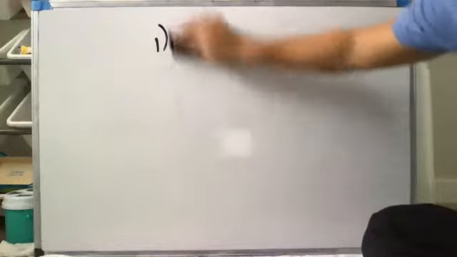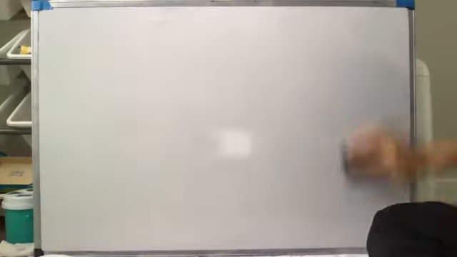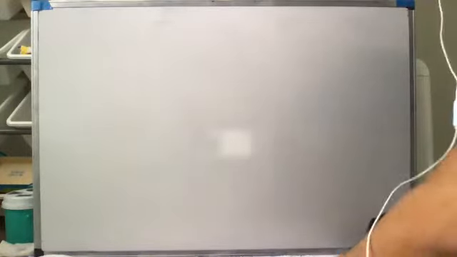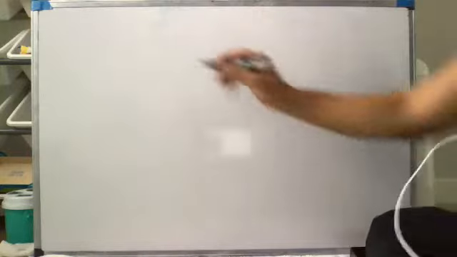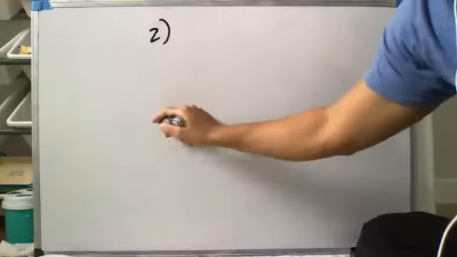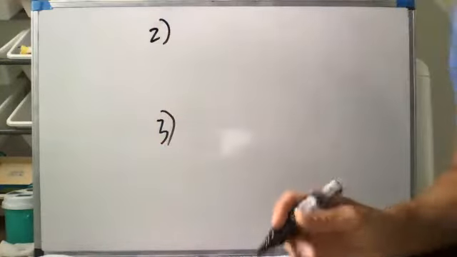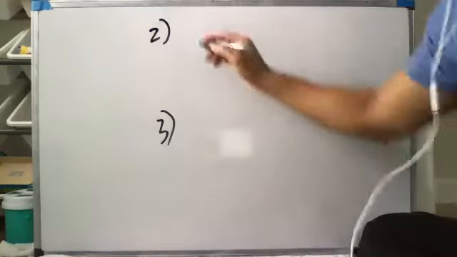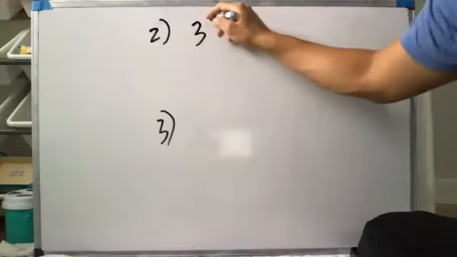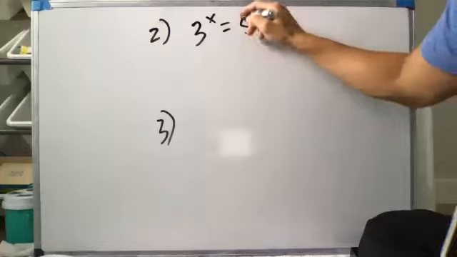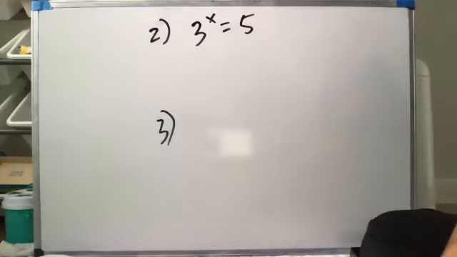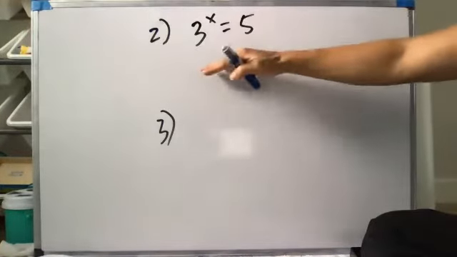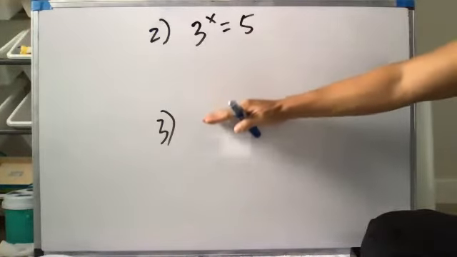Okay, let's look at numbers 2 and 3 then. Look at these together. They're the same question, just one says find the exact answer, one says solve the approximation. So the question is 3 to the x equal to 5. And we'll go straight down. I'm going to write the exact answer, and then I'll write the approximation.